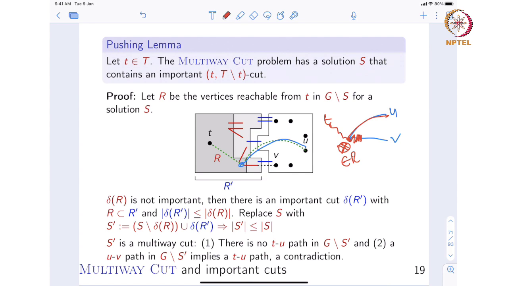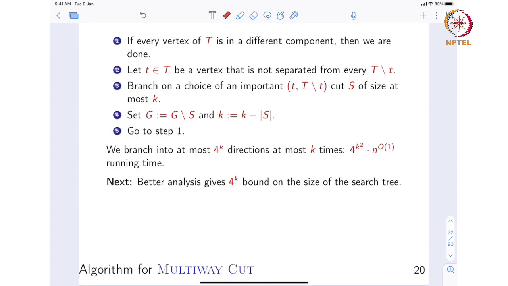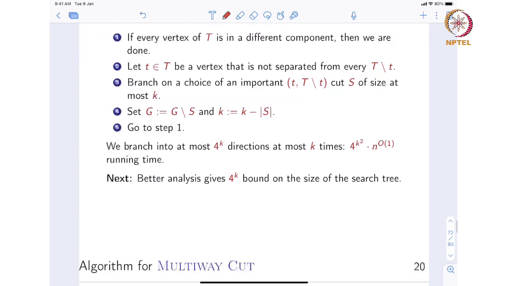So what are we able to show? It's a very simple pushing lemma which tells us that there exists a solution S which contains an important cut between T and T minus T. And once you have shown this lemma, your algorithm is more or less done. Okay, so here is an algorithm.